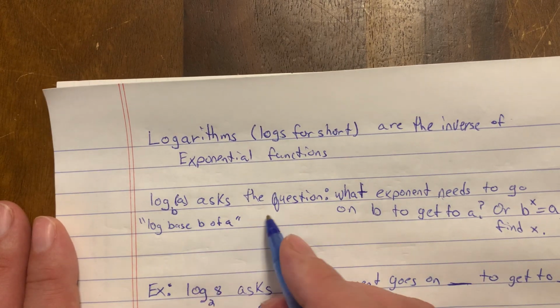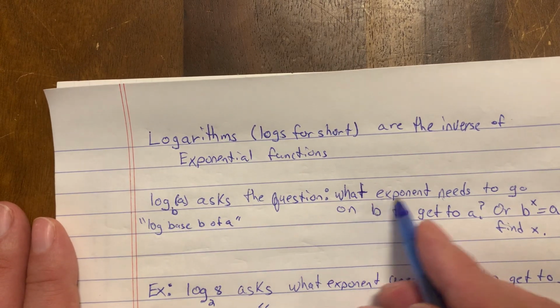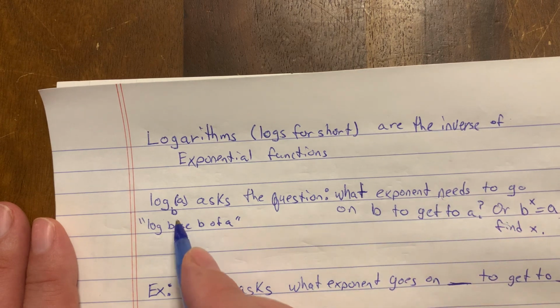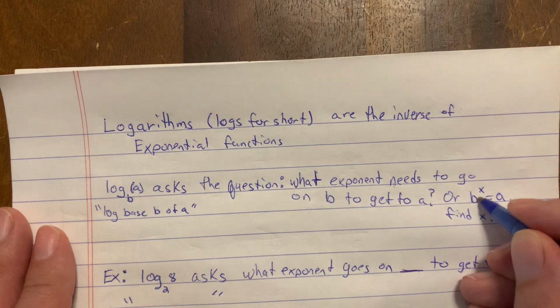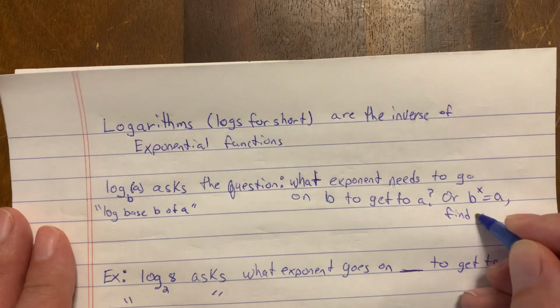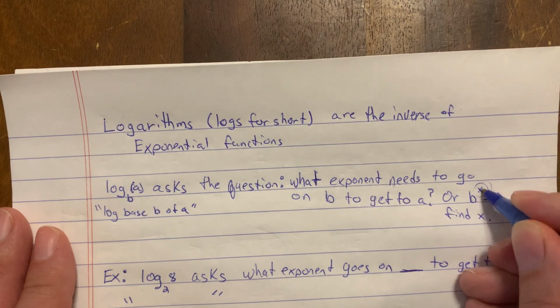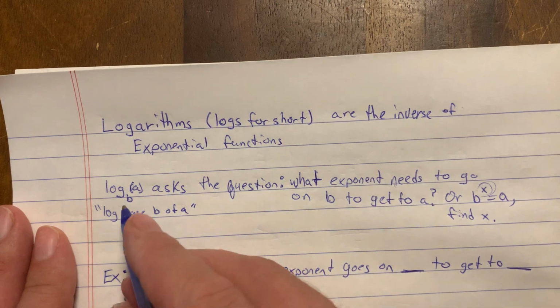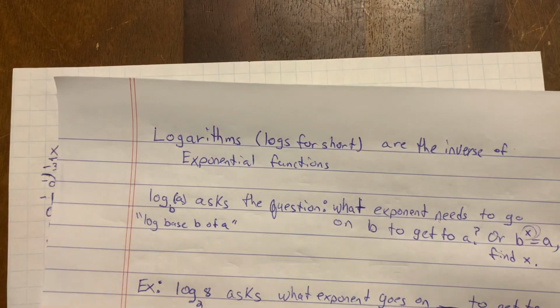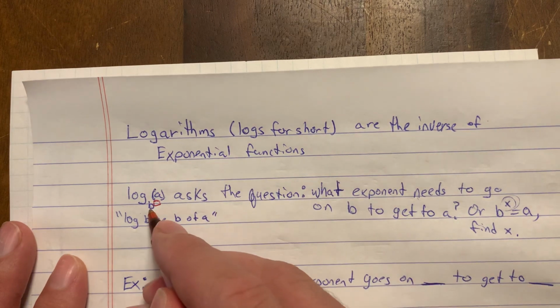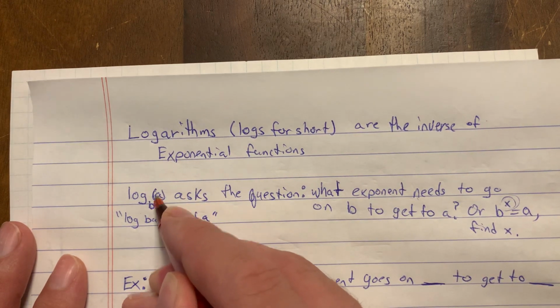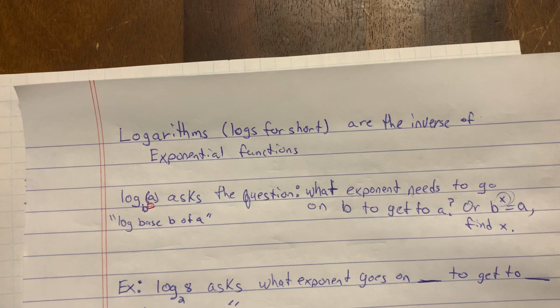And it asks the question, what exponent needs to go on b to get you a? Or another way to think about that is, if b to the x equals a, find x. Find the exponent you need to put on b to get to a. A lot of times I imagine a little blank empty box right here for where the exponent needs to be. It's like b to what power could get me to this a.